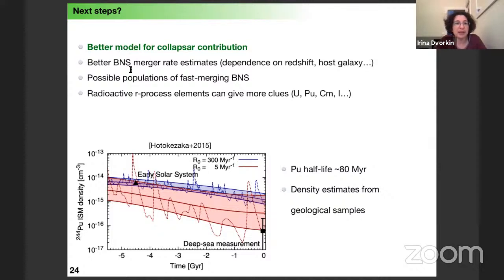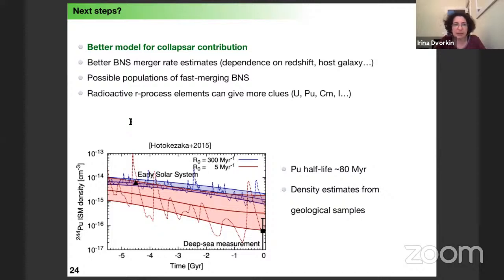Then, of course, we need better rate estimates for the BNS mergers. Obviously, if we want to explore the abundances at the low metallicity end, it's critical to understand what were the merger rates of binary stars at early epochs. So this is still poorly known. Is there a population of these fast merging binary stars?